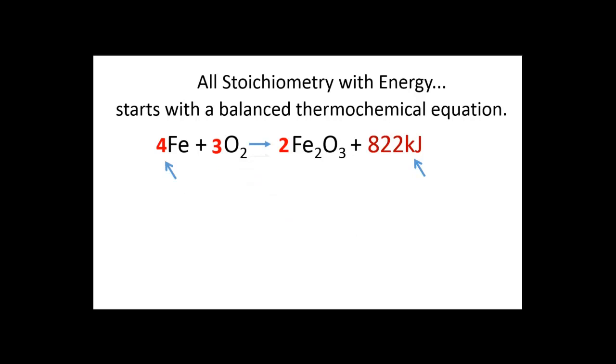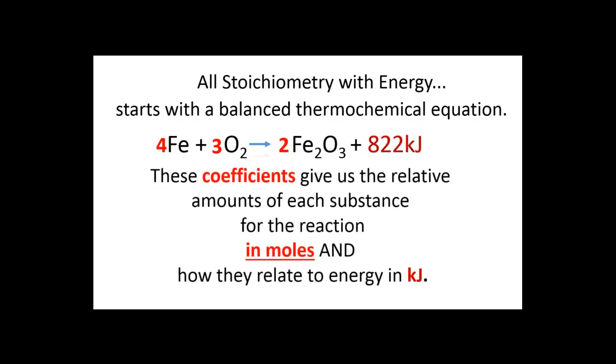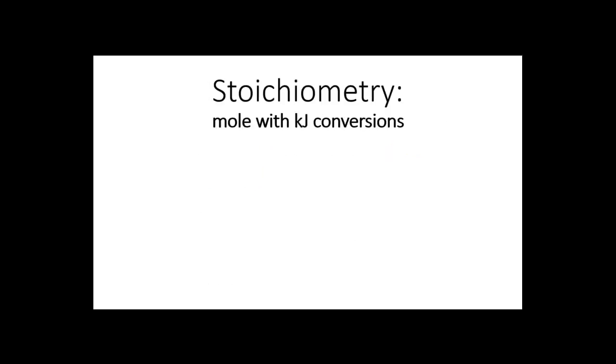This equation then shows that 4 moles of iron reacting with 3 moles of O2 produces 2 moles of iron 3 oxide and 822 kilojoules of energy. So the coefficients give us the relative amounts of each substance in moles, and it shows us how they relate to energy change in kilojoules. So let's try a stoichiometry conversion involving both moles and kilojoules.